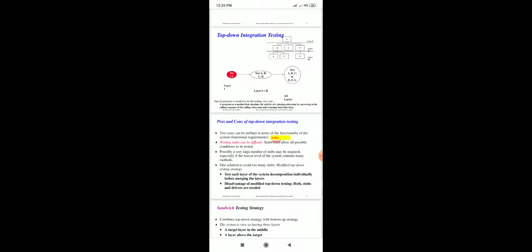Next is the sandwich strategy. It combines the top-down strategy with the bottom-up strategy. The system is viewed as having three layers: the target layer in the middle, a layer above the target, and a layer below the target. Testing converges at the target layer. How do you select the target layer if there are more than three layers? The heuristic is to try to minimize the number of stubs and drivers. This is the sandwich strategy.